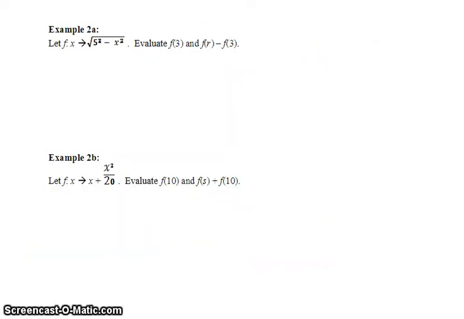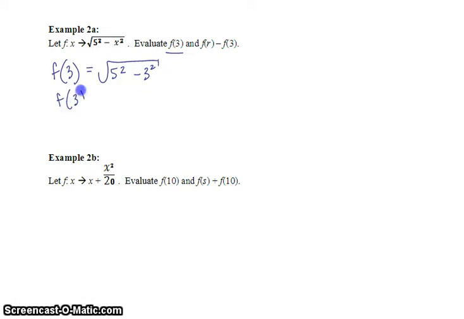Okay, let's do two example problems. Example 2a says let f of x equal the square root of 5 squared minus x squared, and evaluate f of 3 and f of r minus f of 3. So they're saying put 3 in for x. So we're going to say f of 3 equals 5 squared minus 3 squared, because wherever there's an x we put that 3 value. That's what they're saying that we need to do.